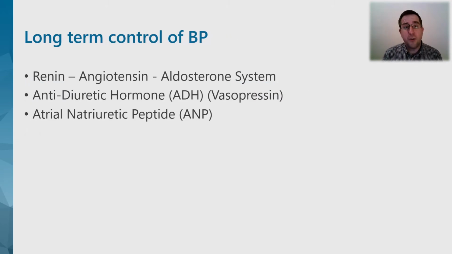Longer term control of blood pressure is controlled by the RAS system, or the renin-angiotensin-aldosterone system. It's also controlled by the release of the hormone antidiuretic hormone, or the name for that is vasopressin. And then finally, atrial natriuretic peptide is released as well to control blood pressure. But the main control in the longer term is the renin-angiotensin-aldosterone system, which is worth spending a little bit of time getting your head around because it is quite complex.